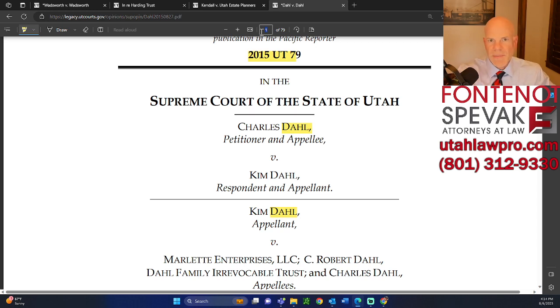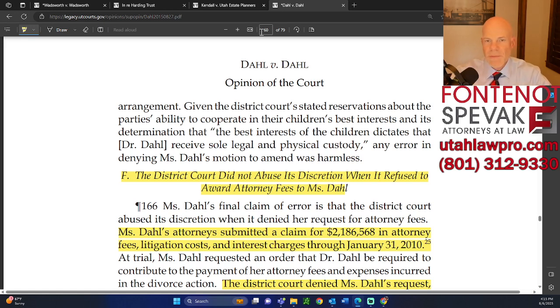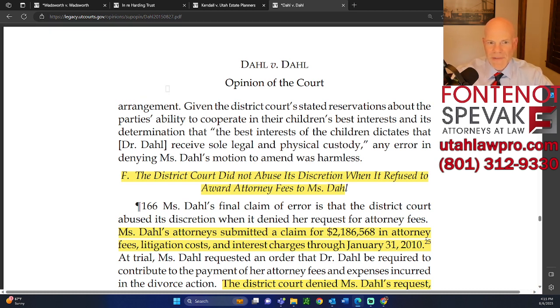Okay, so we're going to jump to page 60. This is a 79-page opinion. There were numerous issues raised on appeal in this case. It wasn't that complicated of a case, but it was made complicated by some things that happened in the case. The opinion was lengthy and had to deal with a lot of different issues, but we're just going to talk about attorney fees for this video.